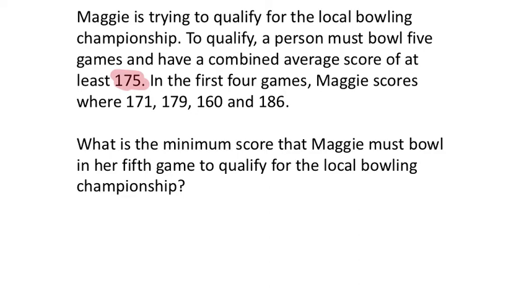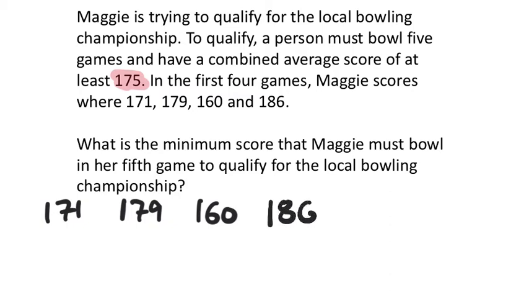So we're going to take the 4 scores. Game 1, 171. Game 2, 179. Game 3, 160. And then in the 4th game, you're going to get that 186 right there. So these are the first 4 games. You remember up here it said that she's going to bowl 5 games, right? So that's where the 5th game comes in. We don't know that score, so I'm going to write that up here. I'm going to define my X. It's the 5th game.